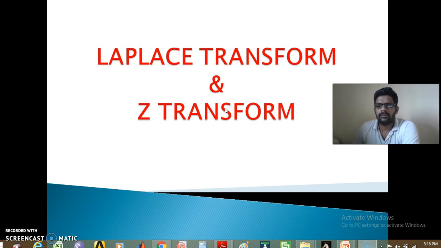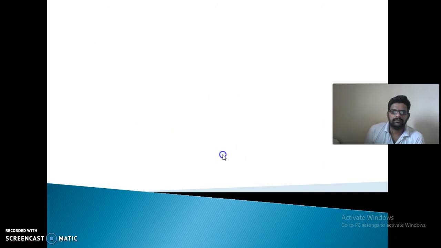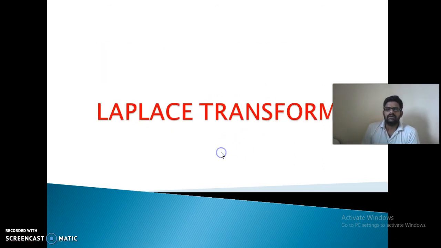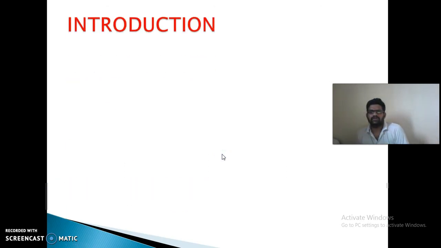By transforming a function or signal, it will give the spectral form, that is the frequency domain representation. Laplace transform is a complex frequency domain representation. Z transform is also a frequency domain representation of the sequence. First we will discuss the Laplace transform. So Laplace transform. Introduction.